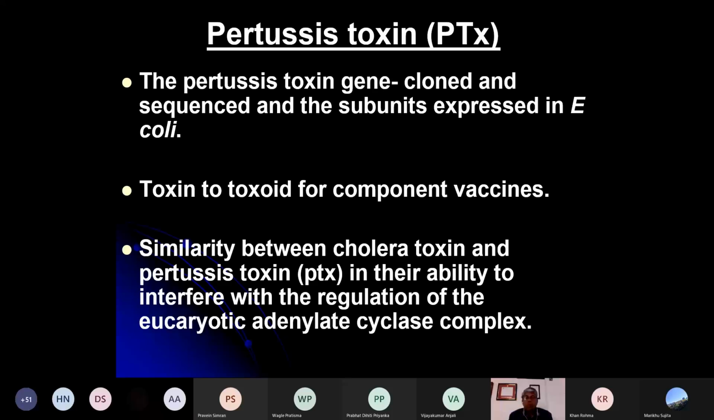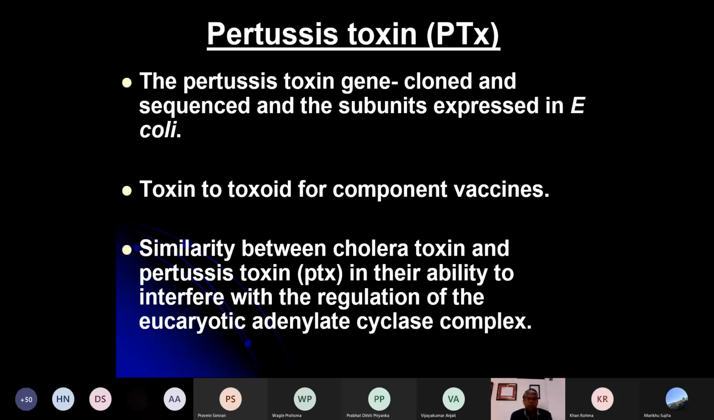Now, the person who gets this vaccine will have antibodies against the pertussis toxin, and therefore will be protected from all the effects of this pertussis toxin. That is the principle of component vaccines. We'll talk about component vaccine in tomorrow's class.